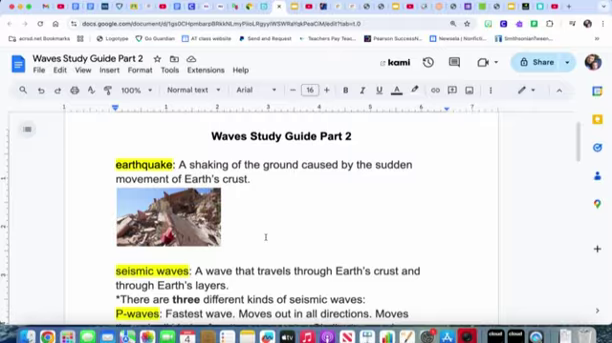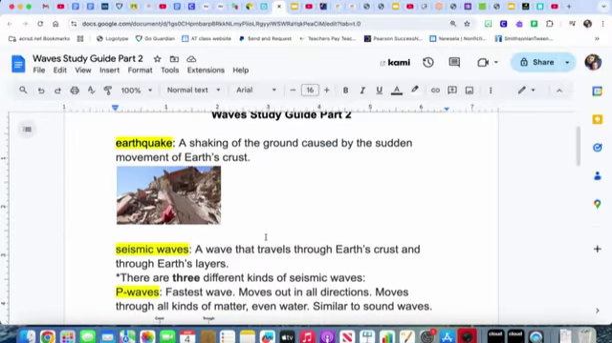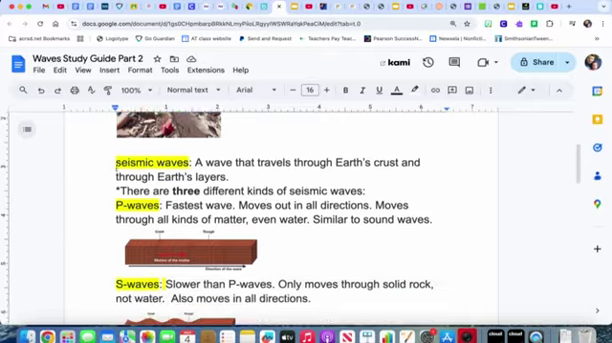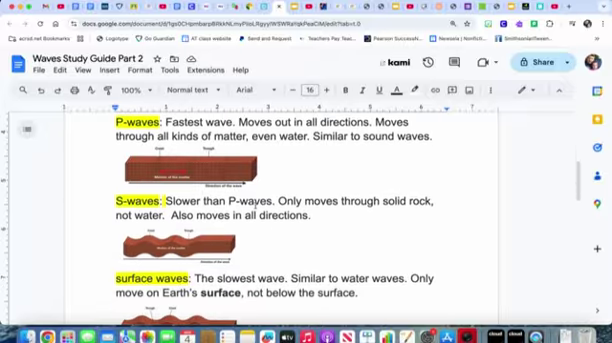An earthquake is a shaking of the ground caused by the sudden movement of the Earth's crust, right? Two giant pieces of land are rubbing against each other and they cause an earthquake. The type of waves that we are talking about this time around in part two are called seismic waves. They are different than the kind of waves we were talking about before, like sound waves and water waves. Seismic waves are earthquake waves. And there are three different kinds of seismic waves. We can see on here we got P waves, S waves, and surface waves.